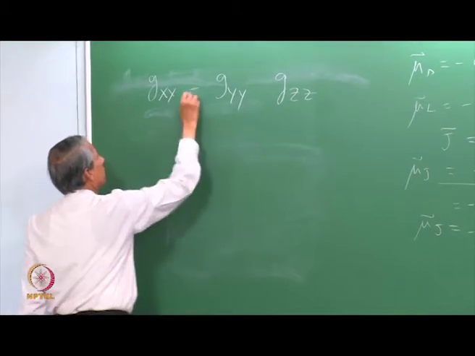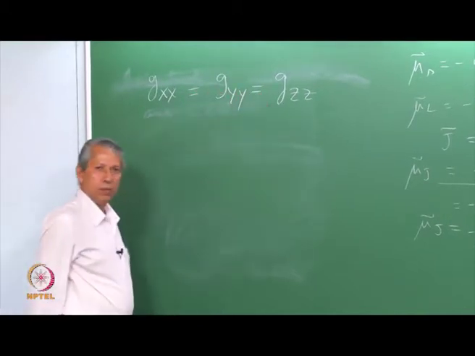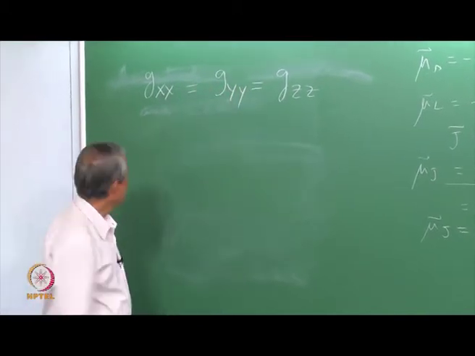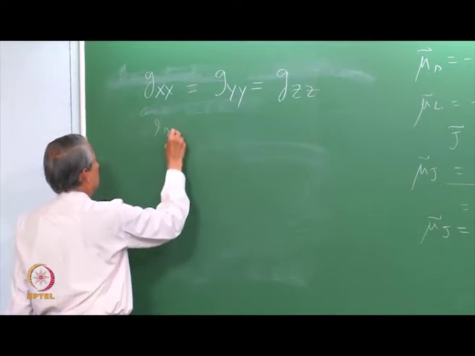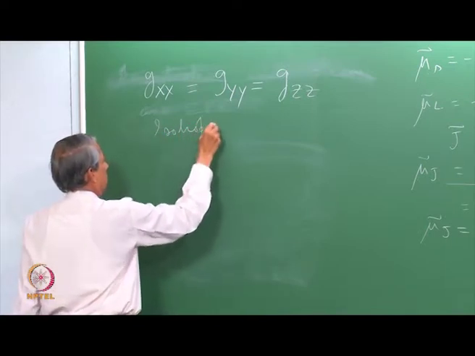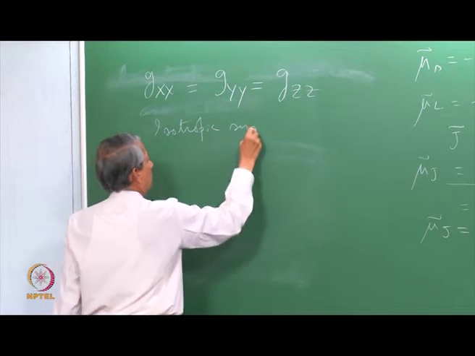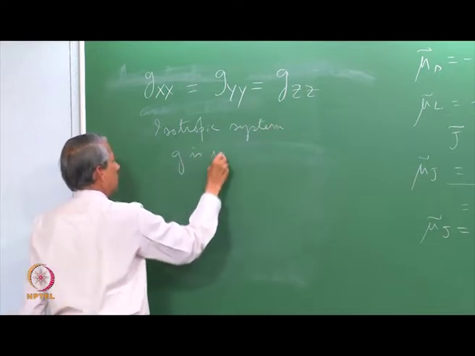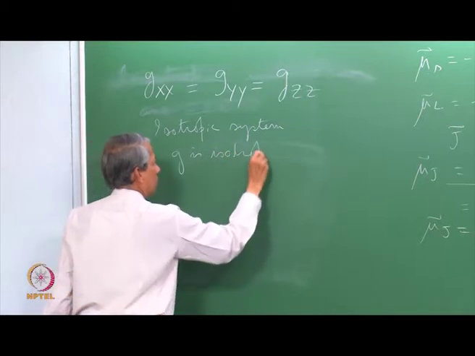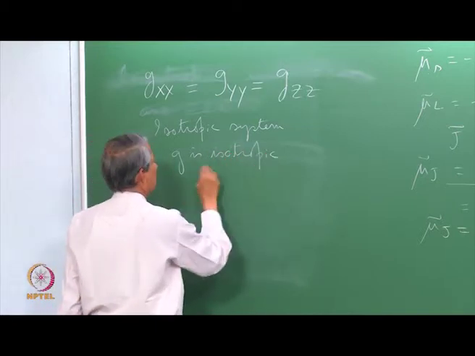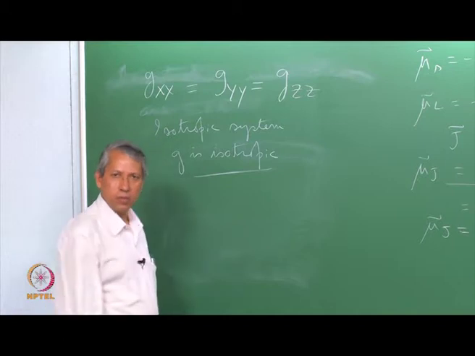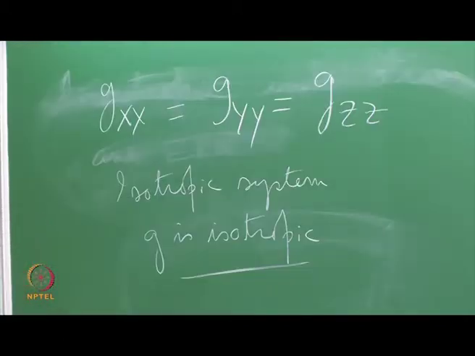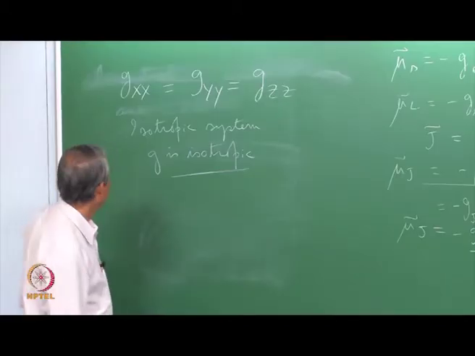If all 3 are the same, then we call this an isotropic system, or G is isotropic. This is what we have been actually using so far in our previous examples. The G does not depend on the direction.